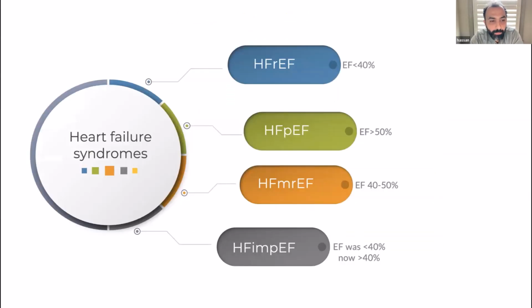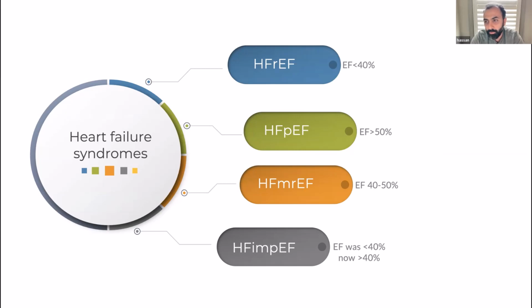All right, so the syndrome that we deal with is, and this is only for the identification and the definition, HFrEF is less than 40, HFpEF is more than 50 ejection fraction, and mildly reduced ejection fraction is 40 to 50%. And heart failure with improved ejection fraction, these are patients who were less than 40%, and now they're more than 40%. Now, the reason they changed the naming actually didn't change a whole lot.